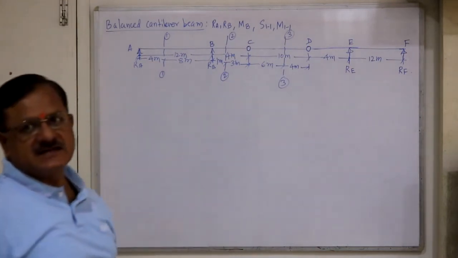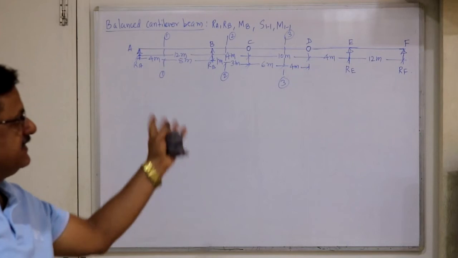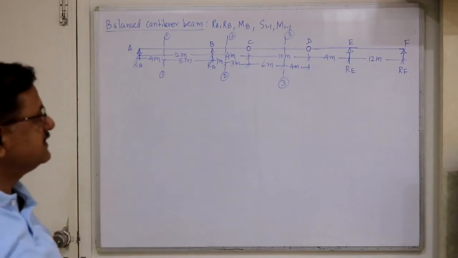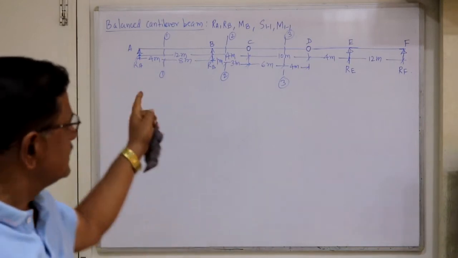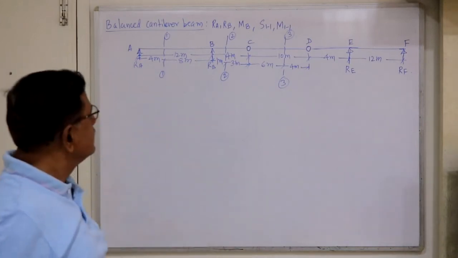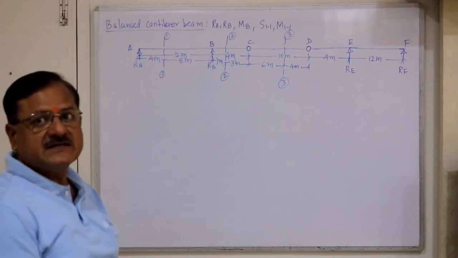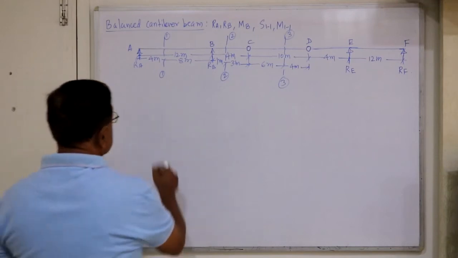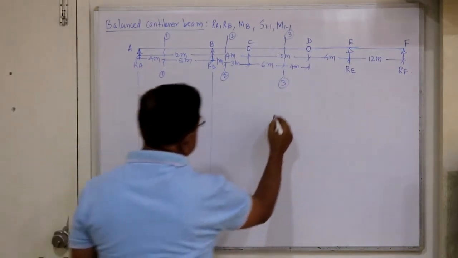Similarly, you can consider a section within DE, a section within EF, then reaction RE, reaction RF, then moment at E. So many ILDs are possible. But if you are able to construct ILDs for this, then the ILDs for that part can be repeated in a similar way. So let's draw the ILD for reactions first.